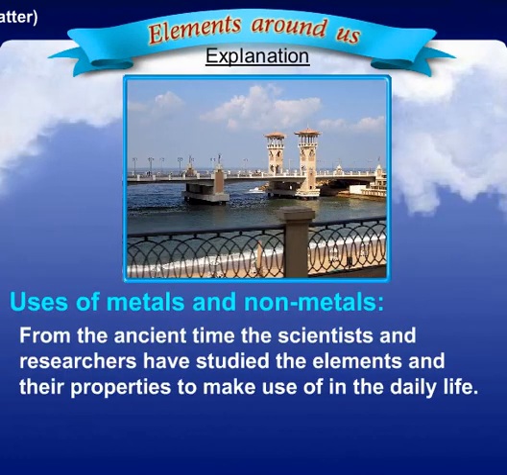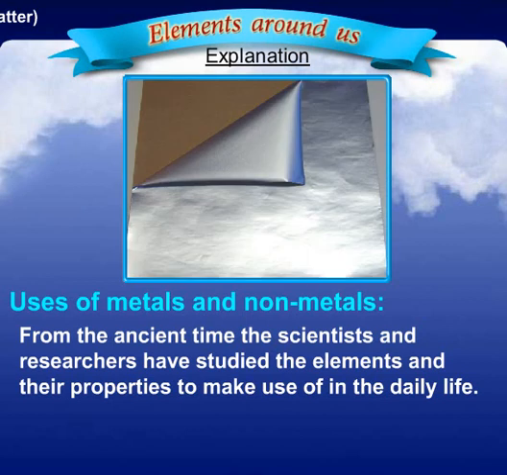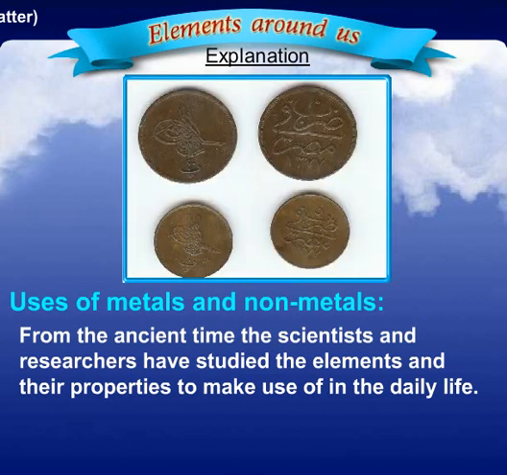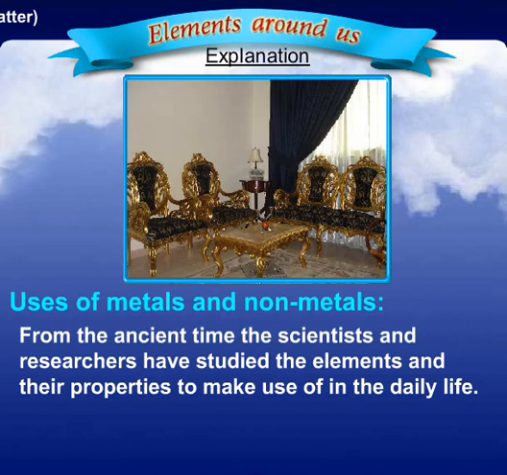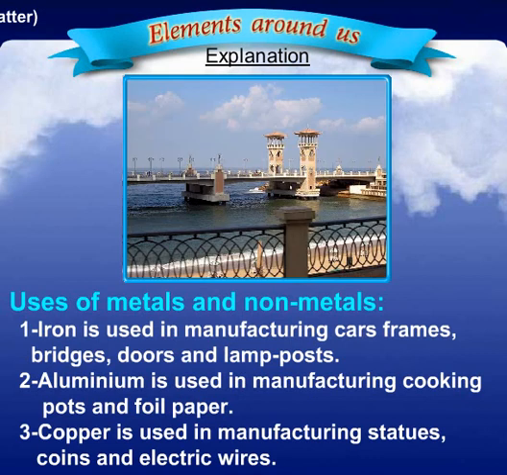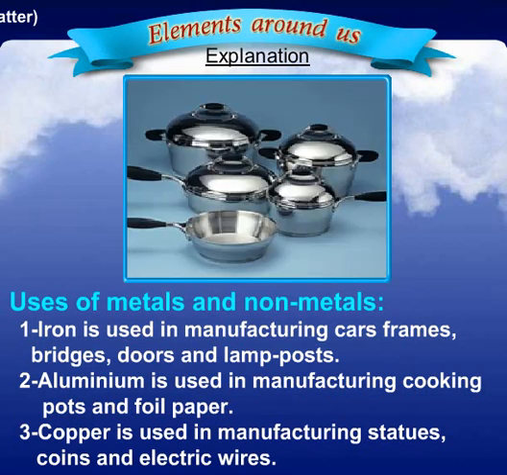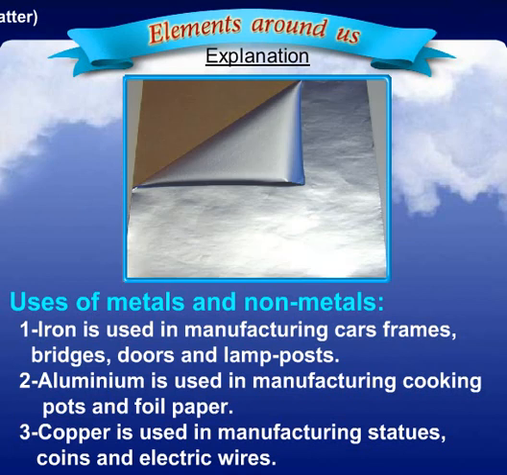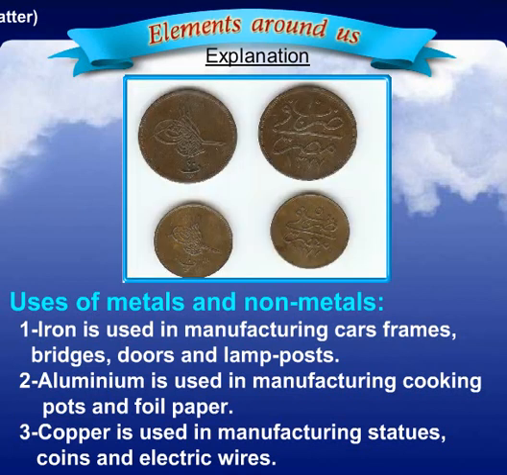Uses of metals and nonmetals. From the ancient time, the scientists and researchers have studied the elements and their properties to make use of in the daily life. 1. Iron is used in manufacturing cars, frames, bridges, doors, and lamp posts. 2. Aluminum is used in manufacturing cooking pots and foil paper. 3. Copper is used in manufacturing statues, coins and electric wires.